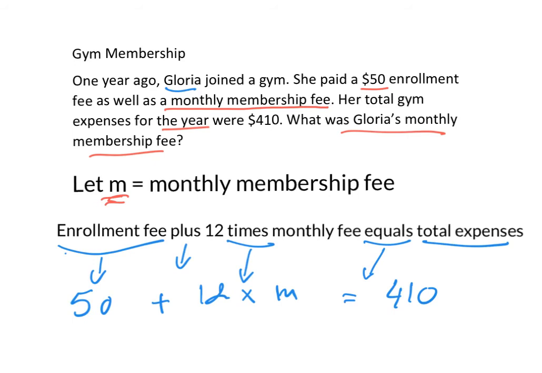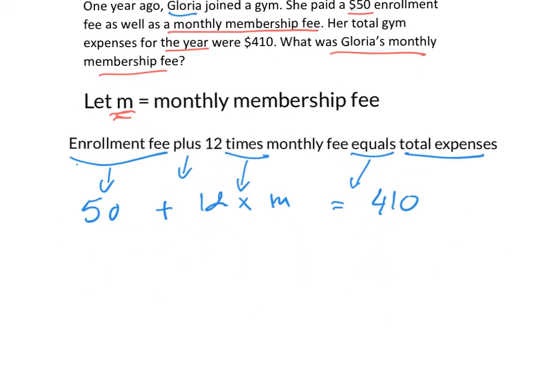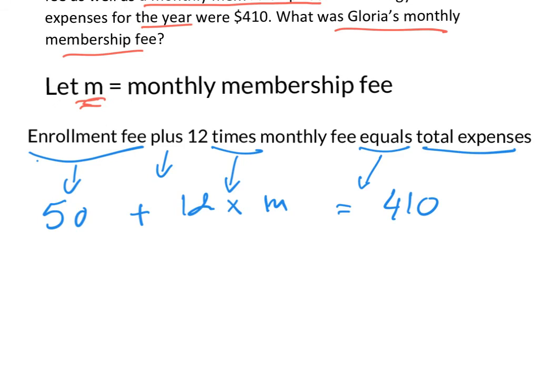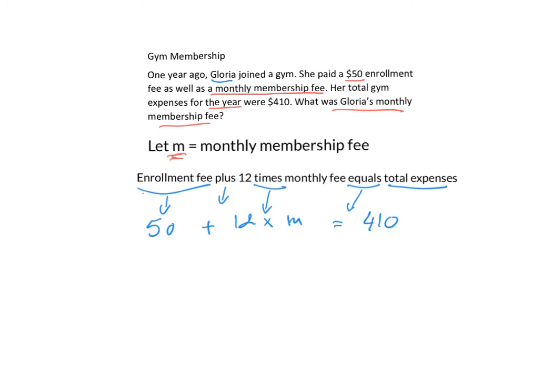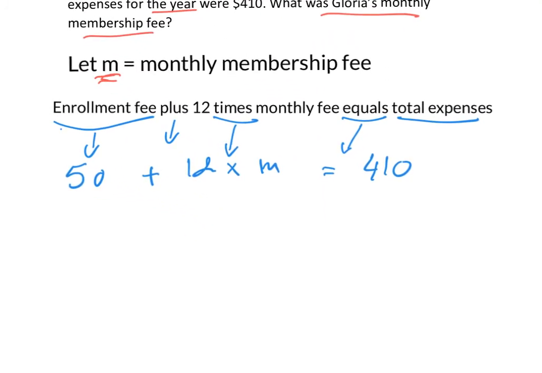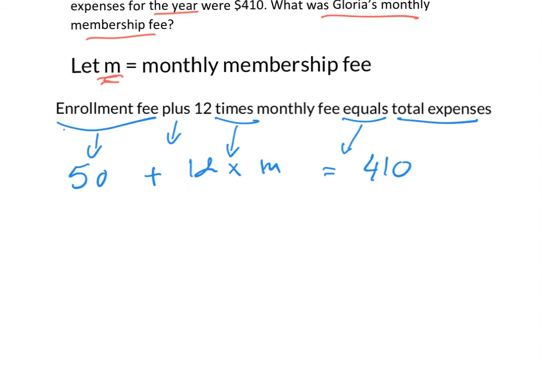So as you can see, this is an equation with multiple operations. We have 50 plus 12 times the monthly fee, which is M, and the total is 410. So the question is, we need to know what was Gloria's monthly membership fee. So we need to solve for M, right? We don't need order of operations now. We need to get rid of 50 first, so we're gonna subtract 50 from both sides.